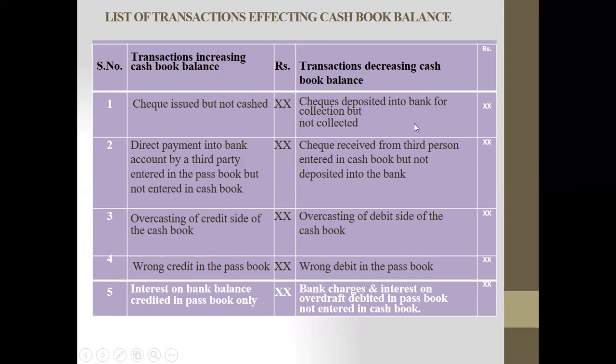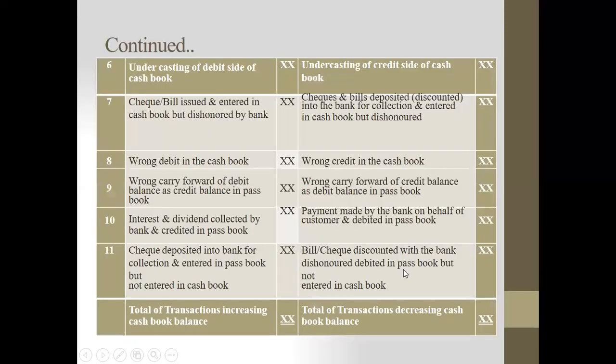And these are the transactions decreasing the cash book balance. One is checks deposited into the bank for collection but not collected, and a check received from a third person entered in the cash book but not deposited into the bank. And overcasting of the debit side of the cash book, then a wrong debit in the passbook, and bank charges and interest on overdraft debited in the passbook but not entered in the cash book. So this is how some transactions increase the cash book balance and a few decrease it.